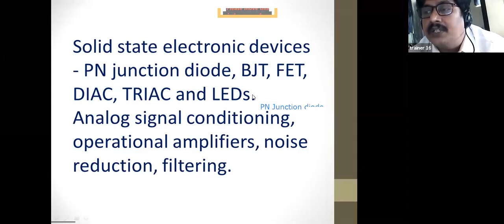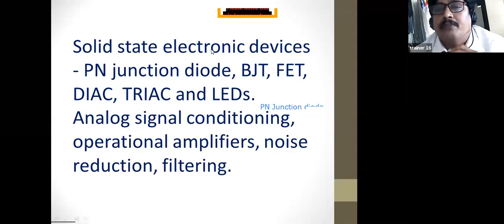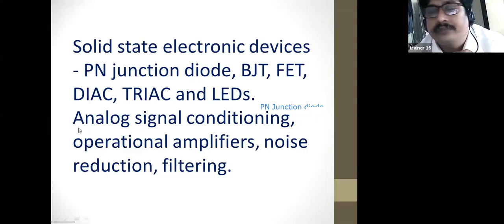BJT is also a transistor, and all of you know the transistor. NPN and PNP transistors are there, and the MOSFET. It is a very important device, the metal oxide semiconductor field effect transistor. You have to put a star mark on it. It is a very compulsory question, 90%. And then diac, triac, and LEDs. LED is a light emitting diode. Diac and triac are switches.